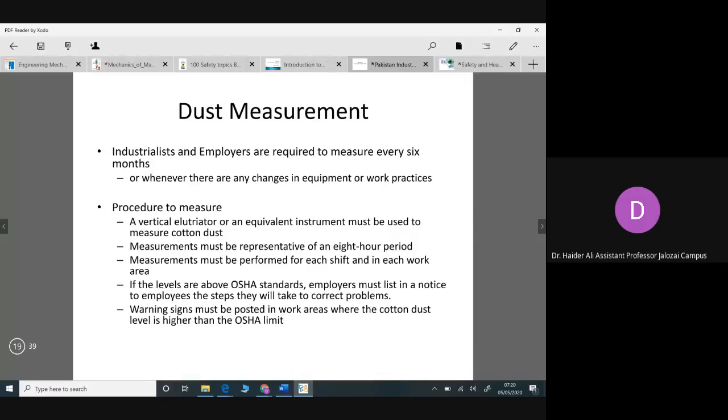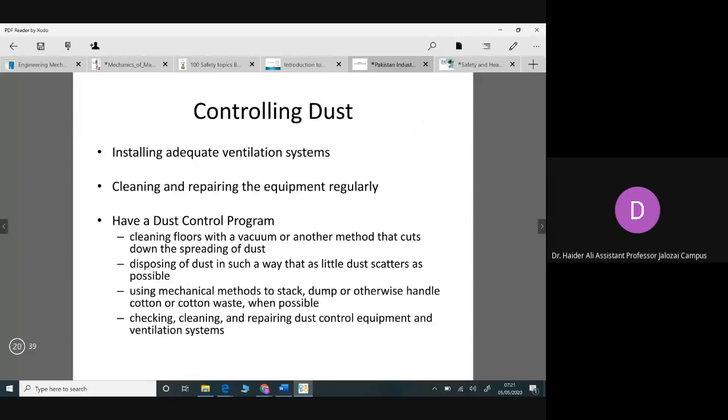Again, how do you measure the dust? That's something that you have to read by yourself. I'm not going to go and read this out because this is something that is straightforward. How can you control the dust?